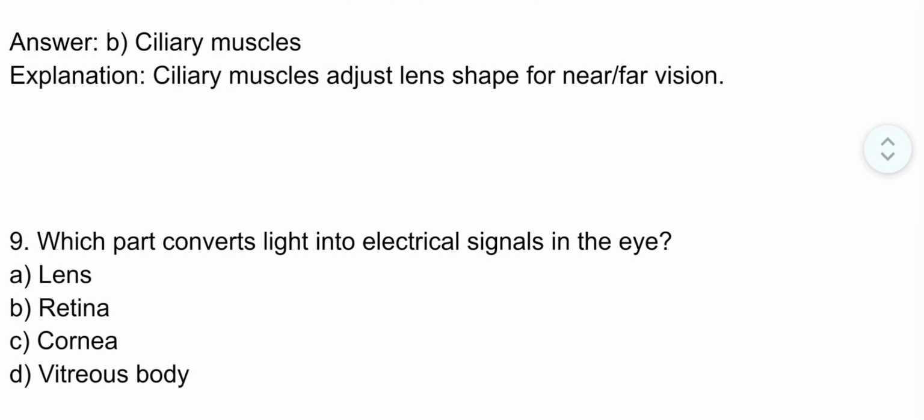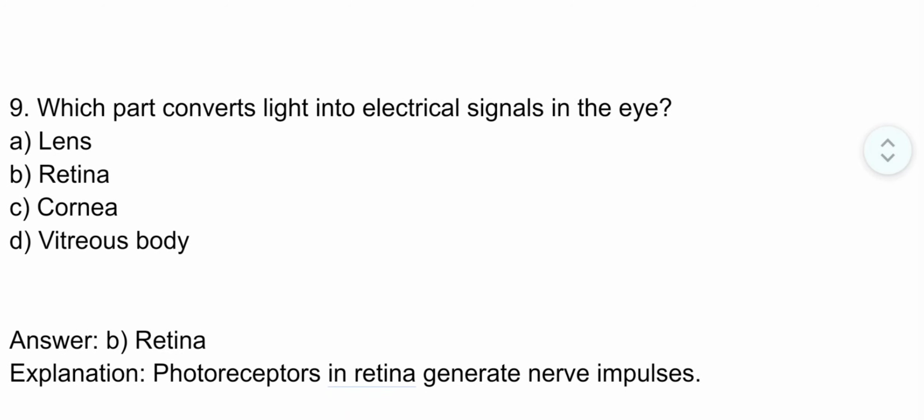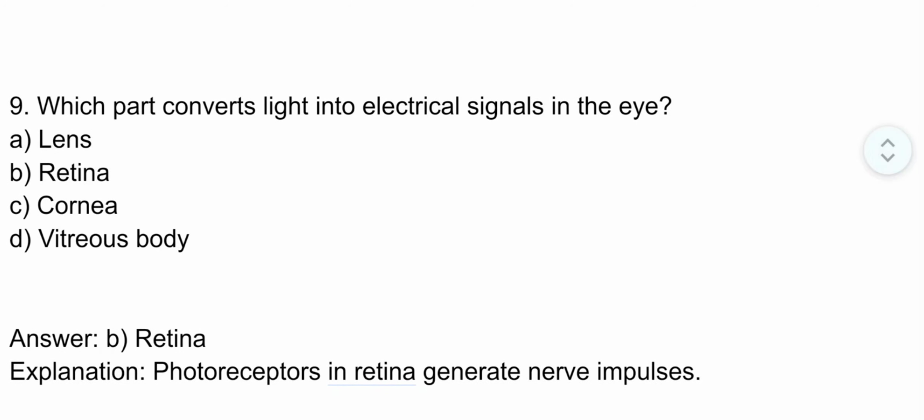Question number 9. Which part converts light into electrical signals in the eye? The correct option is option B. Retina. Photoreceptors in the retina generate nerve impulses.